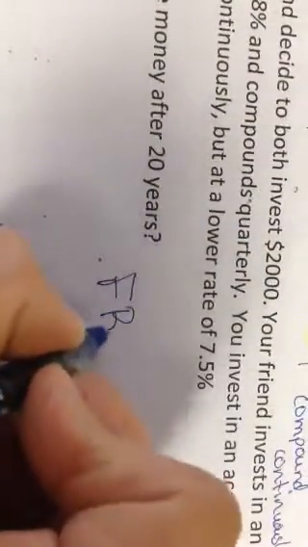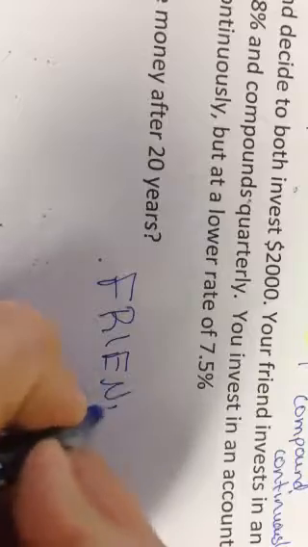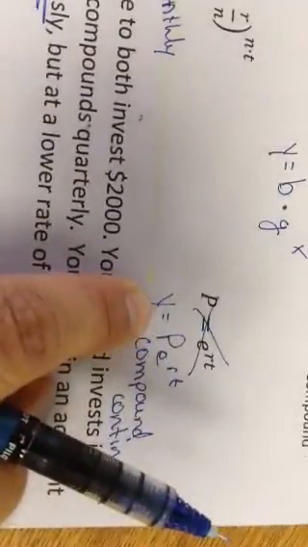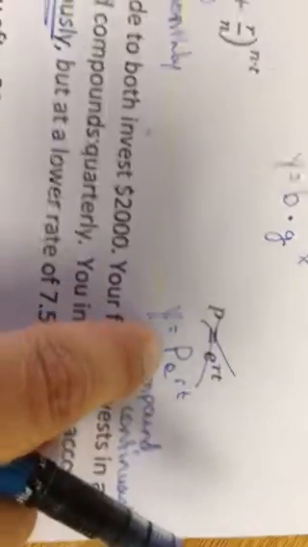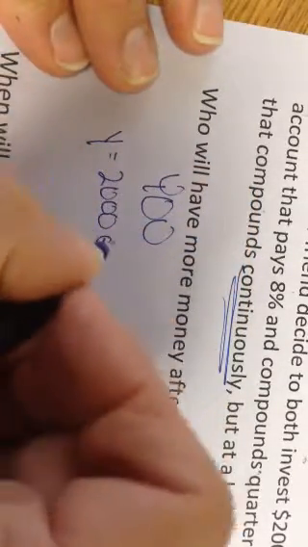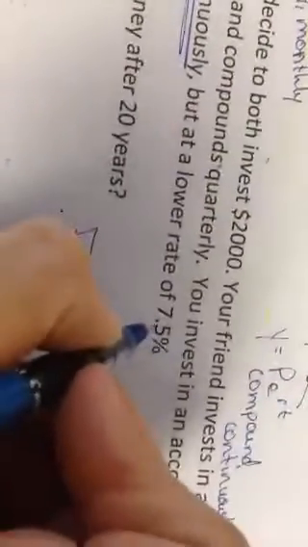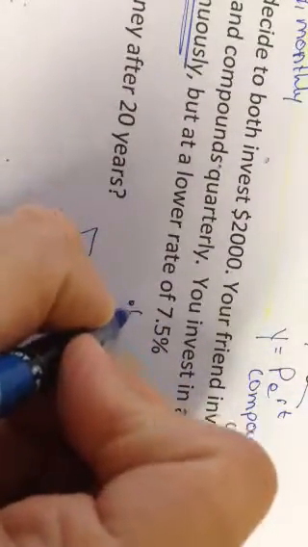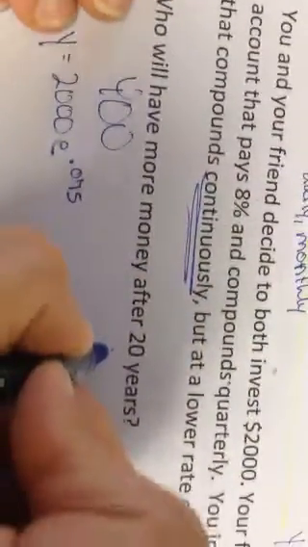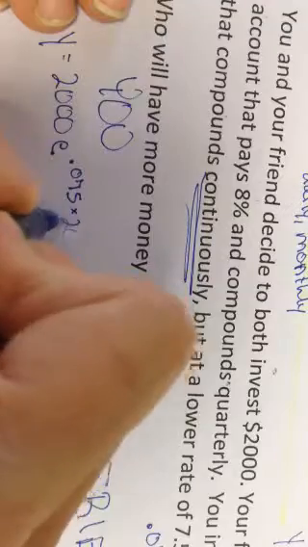So we're going to start with you first. All right, since you're investing in an account that compounds continuously, we're going to be using this formula. So to get our answer, we need our principal, the initial amount. So you're investing $2,000. You're going to use E, and then your rate. So you're at a rate of 7.5%, which is 0.075 as a decimal. So 0.075, and then your time is 20 years, so times 20.